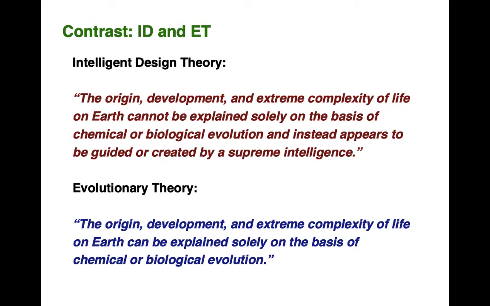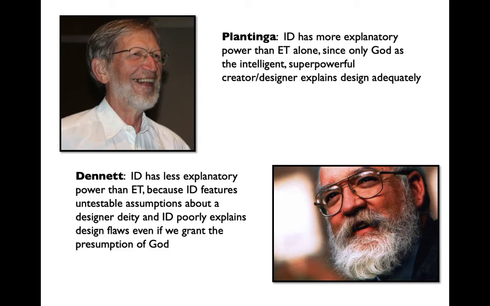Again, for contrast, consider what each theory says. Intelligent design theory says that this amazing complexity cannot be explained solely on the basis of chemical or biological evolution, but evolutionary theory says it's possible. So, one theory says it's not possible. ID theory says it's not possible to get this amazing design in nature without a guiding intelligence. And the other theory says not necessarily. It is possible. So Plantinga thinks ID has more explanatory power than ET alone, since only God, as the intelligent, super-powerful creator-designer, explains design adequately.